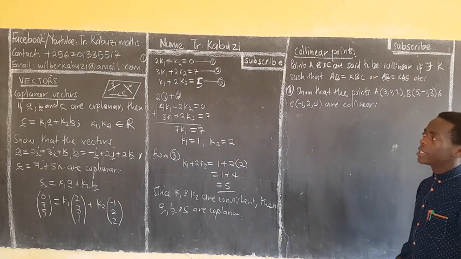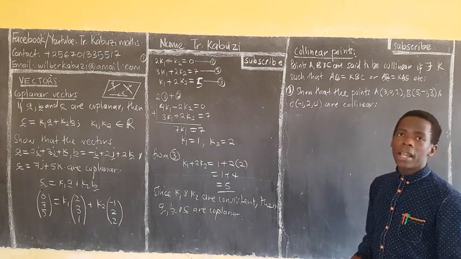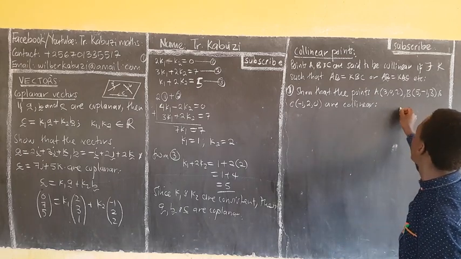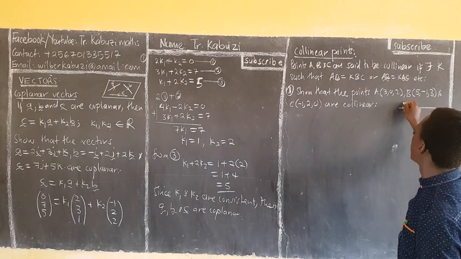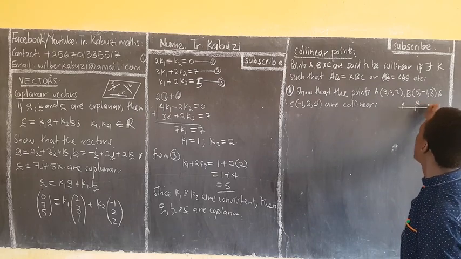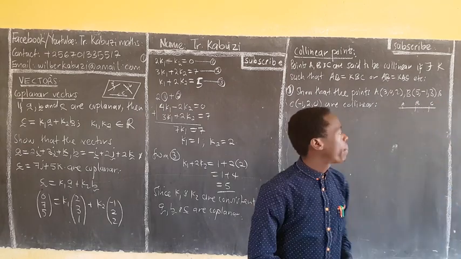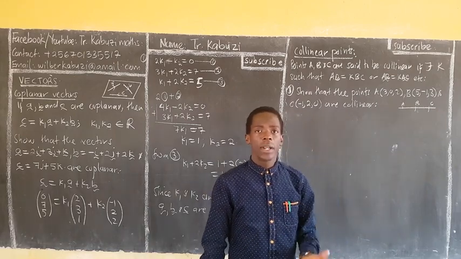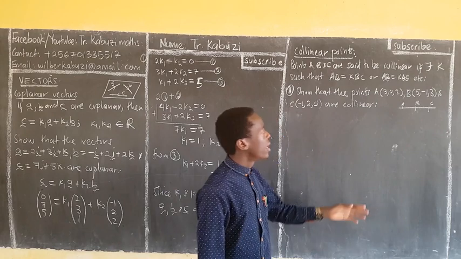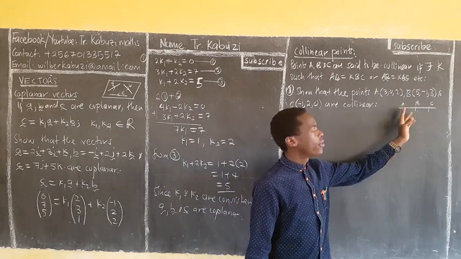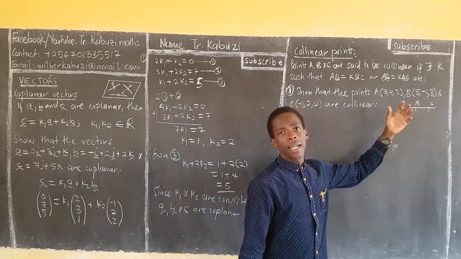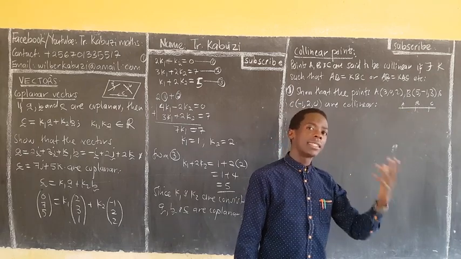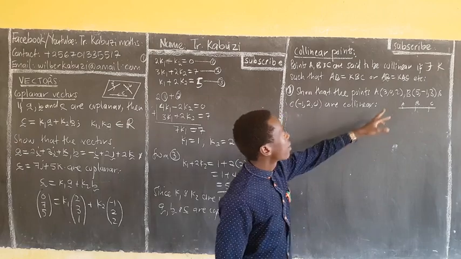Now, collinear points. If we have collinear points, it means that those points are in the same line. Assuming, for example, if this is a line, and I have points A, B, and C, if these 3 points are on the same line, we call them collinear points. So that they are collinear, you get the displacement between these points and show that, between the vectors you've got, one of them can be expressed as a scalar multiple of the other. This is what we mean.